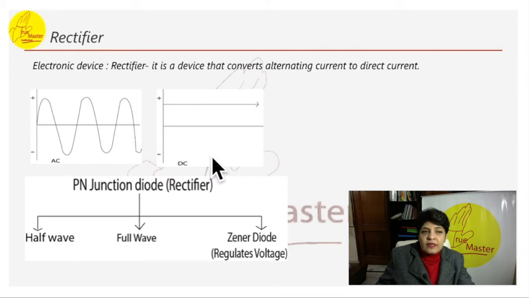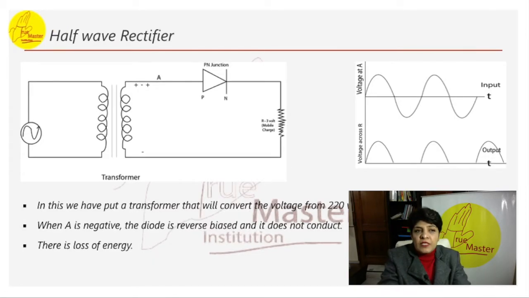PN junction, the other name for PN junction is diode. So here we are studying rectifiers. Rectifiers are mainly of three types. One is half wave, one is full wave, and the other one is the Zener diode, which regulates the voltage. So we have three, and we'll be covering one after the other. First we are studying the half wave rectifier.